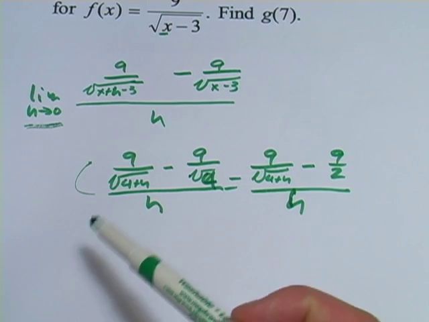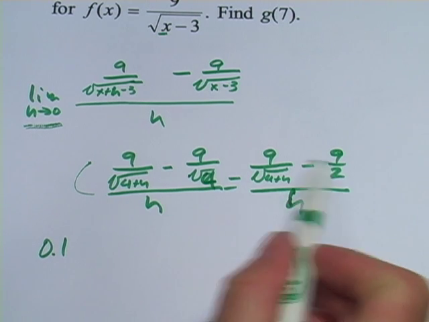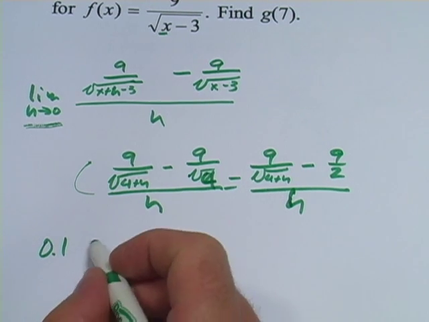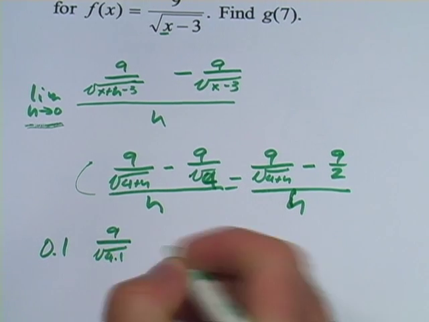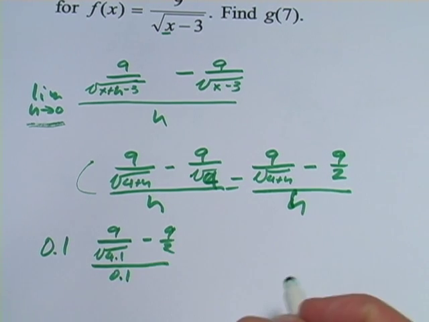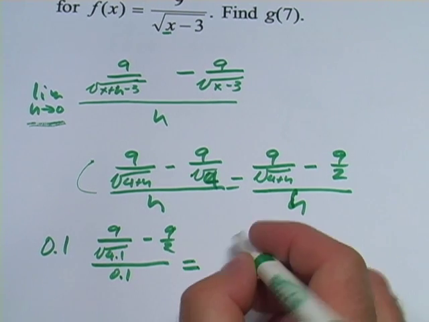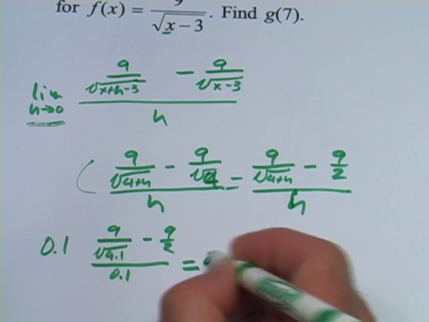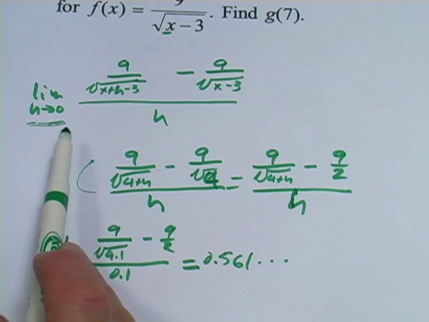I'm going to pick a number that's close to 0. I'm going to pick the number 0.1. And I'm going to plug that in here. So this means it would be 9 over the square root of 4.1 minus 9 halves over 0.1. Now when you calculate that, you get something about negative 5.561, etc. And that's good. That's a good start. We have to do this several times, though, with numbers that get closer and closer to the value we're approaching in our limit.